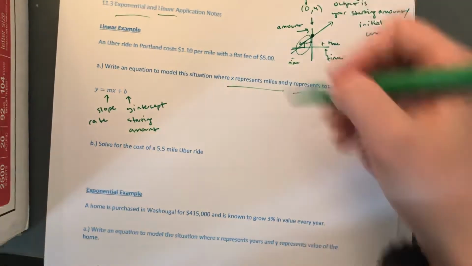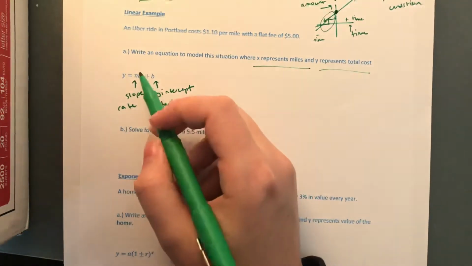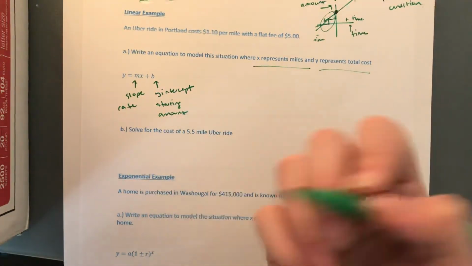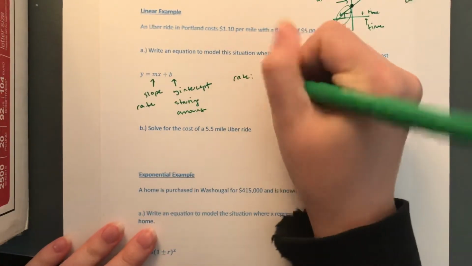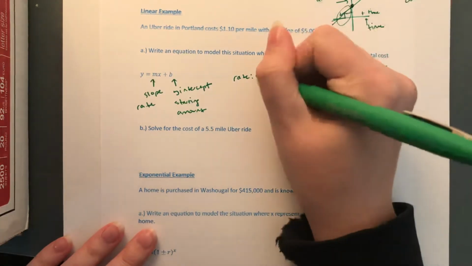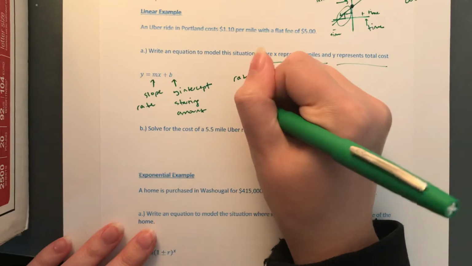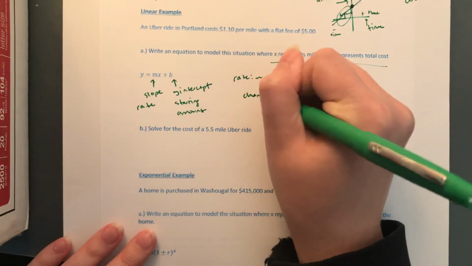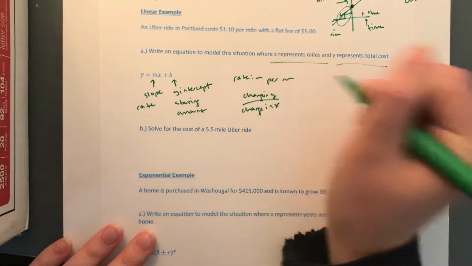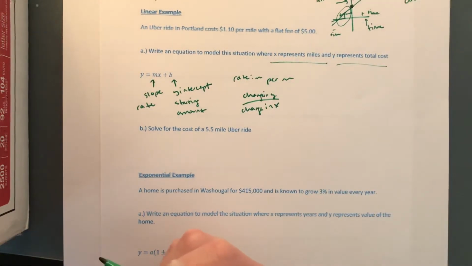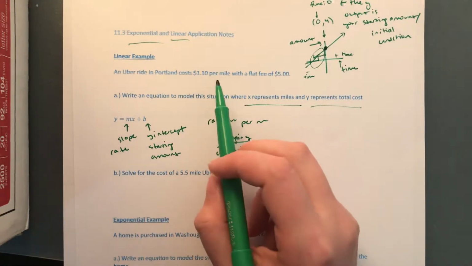This is just a general discussion about what a linear model looks like. To write an equation, you have to find your slope, which is represented by your rate of something. Your rate is usually something per something, because your slope is your change in y over change in x. For this example, it's cost over miles.